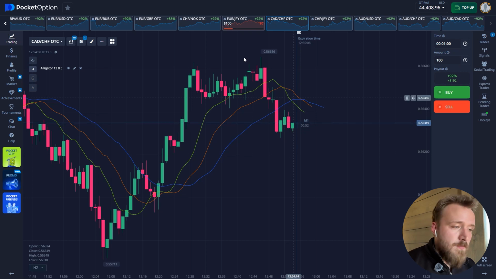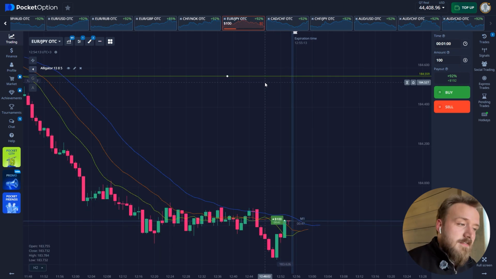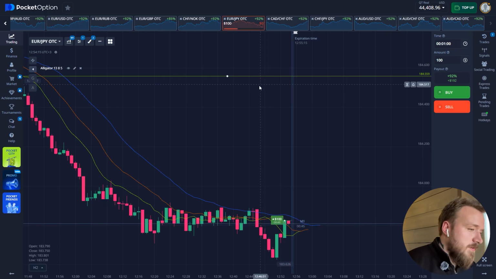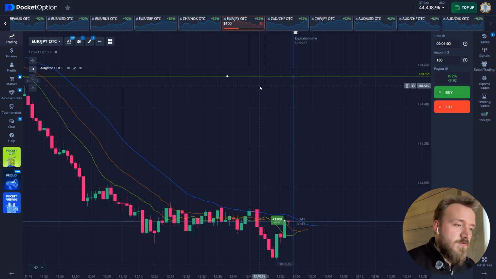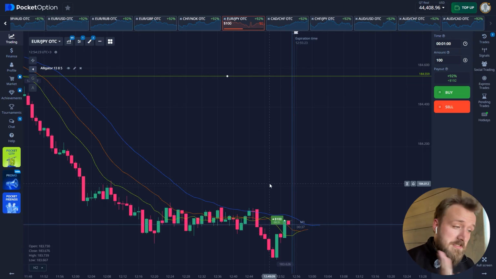Everything works as simply as possible. No special knowledge is needed. No need to invent anything at all. See the crossover, wait for the correction as in the previous trade, or open immediately in the direction of the downward continuation. Here the picture is as follows.